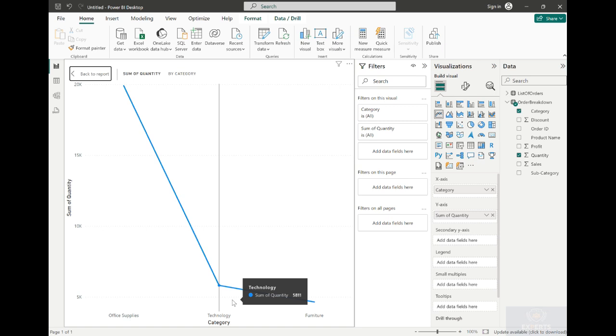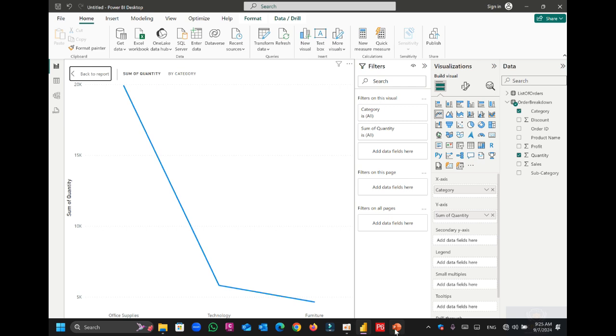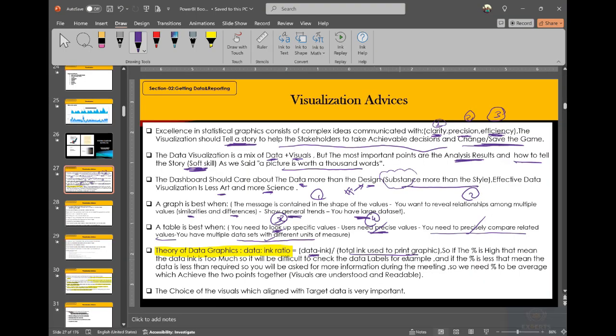So if the percentage of data ink to total ink is very small, it means the data ink is less. So the people will ask you for more information, and during the meetings they will ask for more information because you don't show them enough. The graph is empty, the visual is empty.